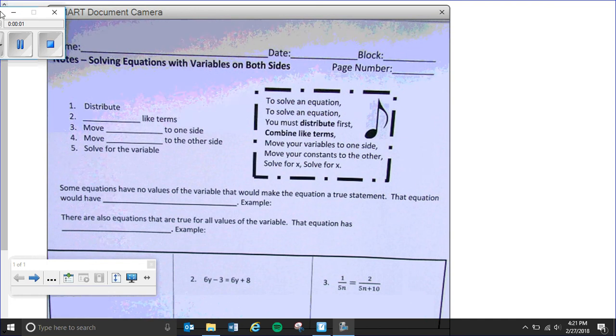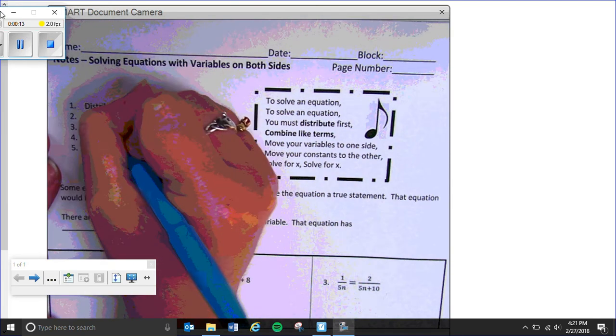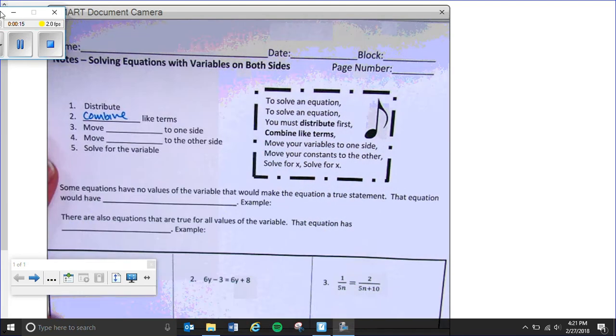Today we're going to continue building on what we've been working on this unit. We're going to work on solving equations with variables on both sides. So in order to solve these equations, the first thing we do is distribute. Then we combine our like terms. That should sound familiar to us. We talked about that under multi-step equations.